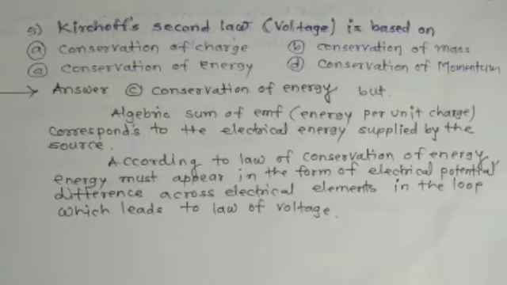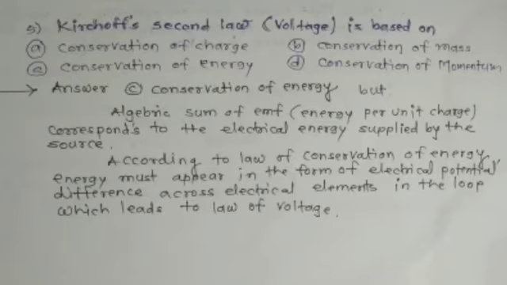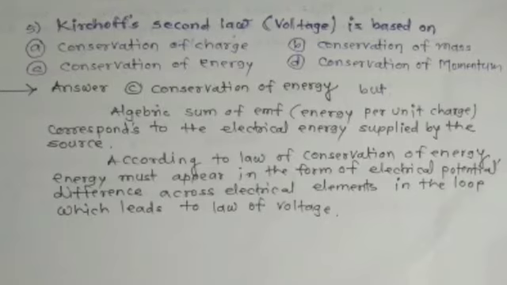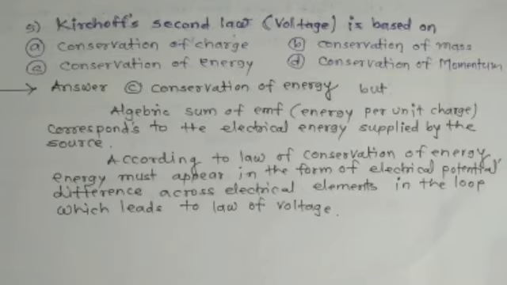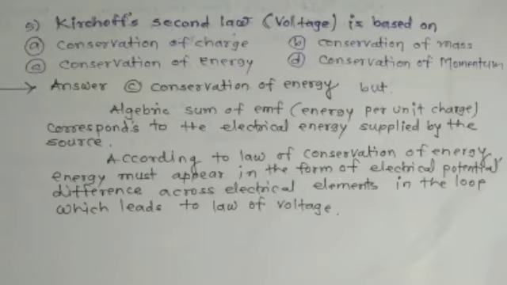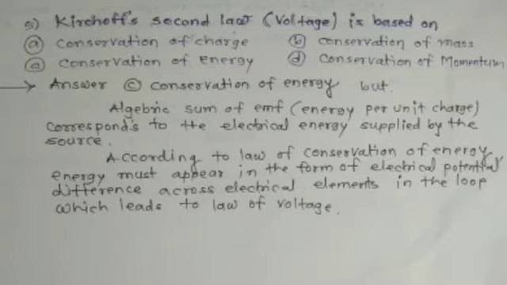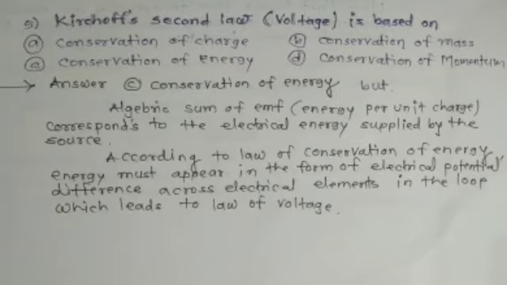According to the law of conservation of energy, energy must appear in the form of electric potential difference across the electric elements in the loop, which leads to the law of voltage. So the answer is option C, conservation of energy.